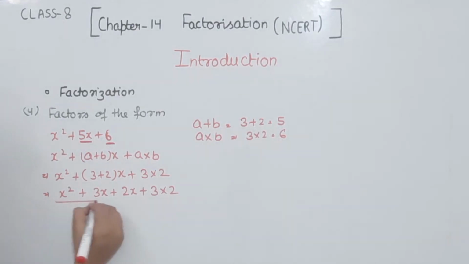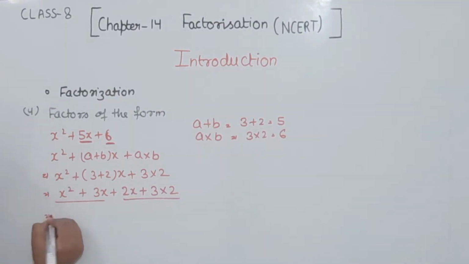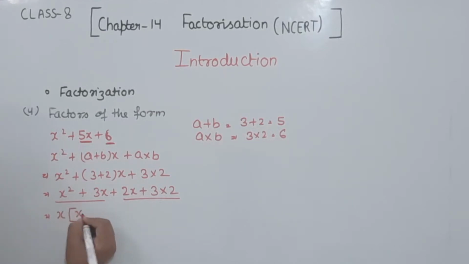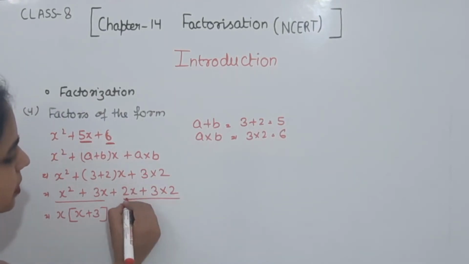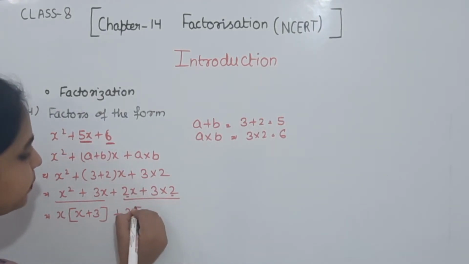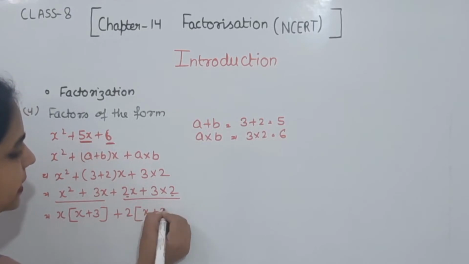Now I'm going to find the factors from this one, then from this one. So I'm going to take the common. So we are having x as the common. So we'll have x plus 3 as the left-hand remainder. Now I'm going to take the common from this one. So I'm going to take 2 here. So we'll have x plus 3 as the remainder.